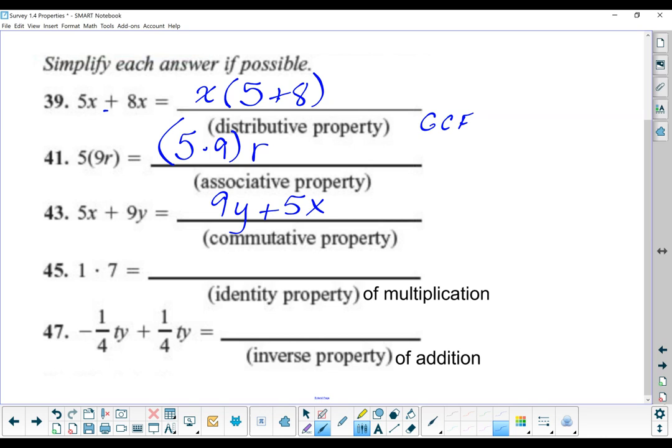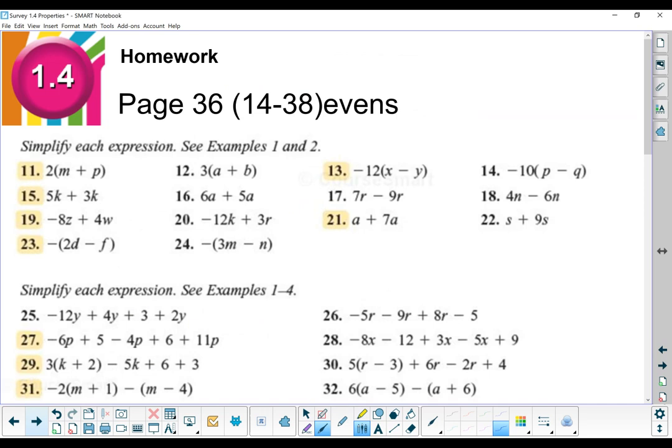The identity property of multiplication, if I multiply anything by 1, I will get what I started multiplying with. The number that I took was 7 and multiplied by 1, so I'm going to get 7 back. Inverse property of addition. I missed that first negative. If I have a negative 1/4 plus a positive 1/4, I'm going to get 0. So if I add inverse things, I'll get 0.